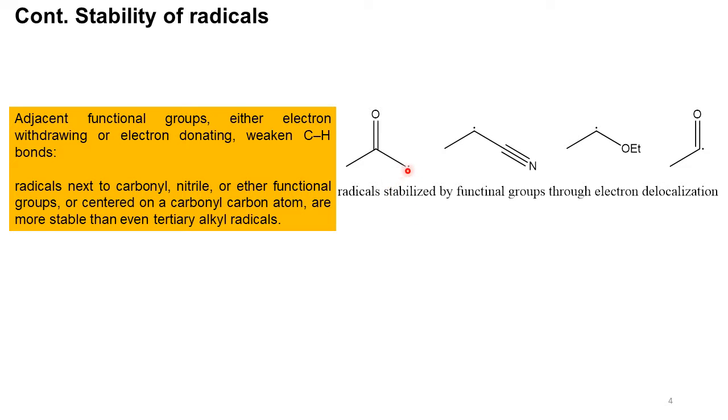Also here, the radical adjacent to a carbonyl group, an electron withdrawing group, or adjacent to a nitrile group, also electron withdrawing, or an electron donating group like ethoxy, all of them are stabilized by delocalization.